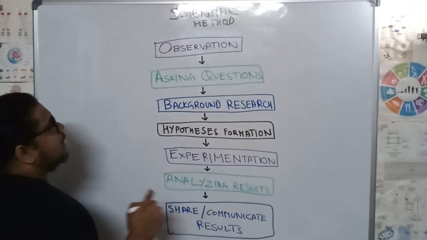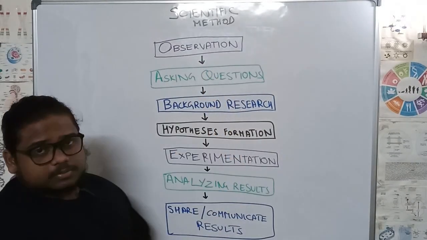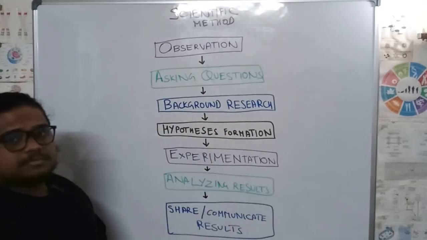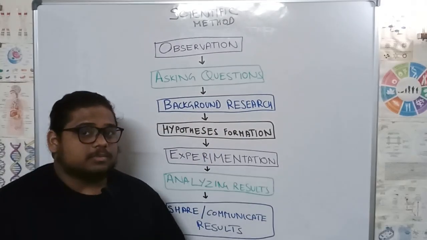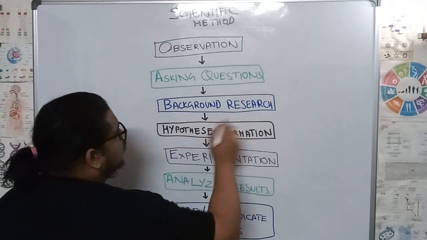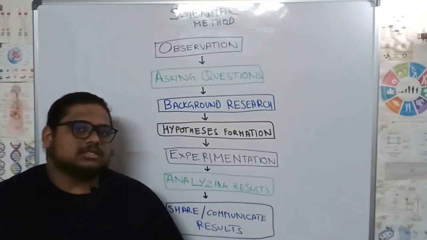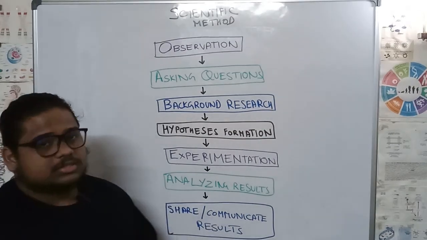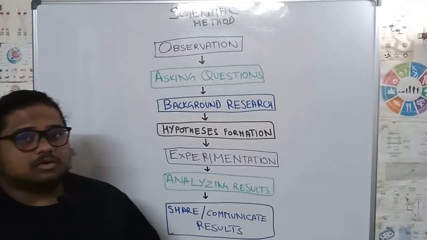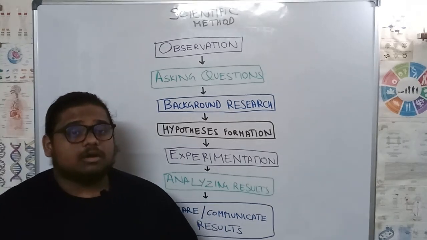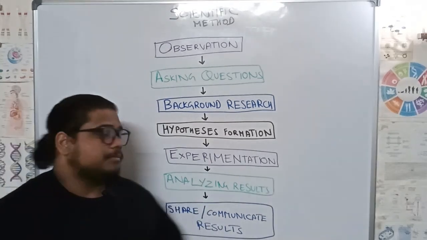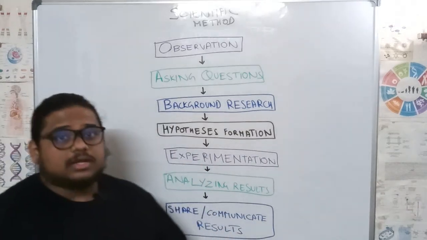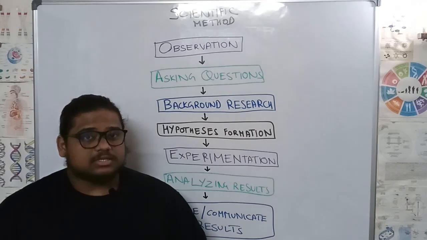So, the first step of the scientific method is observation. You observe and find the problem. Then, asking questions. You ask questions related to the possible causes of the problem that you want to solve. Then, the next step is background research, in which you gather as much information as you can from different sources like the internet, books, etc. Then the fourth step, hypothesis formation. This includes the possible guesses that you make for the possible solution to your problem. Then experimentation. In this step, you design experiments in which your hypothesis is tested.